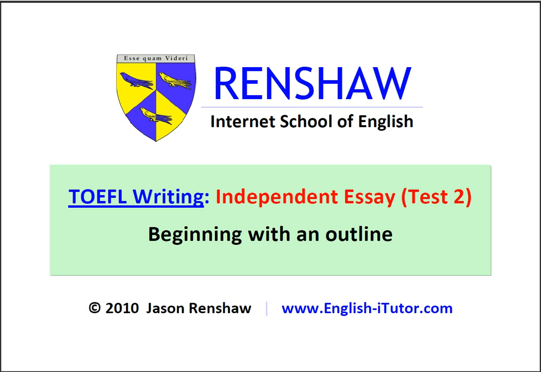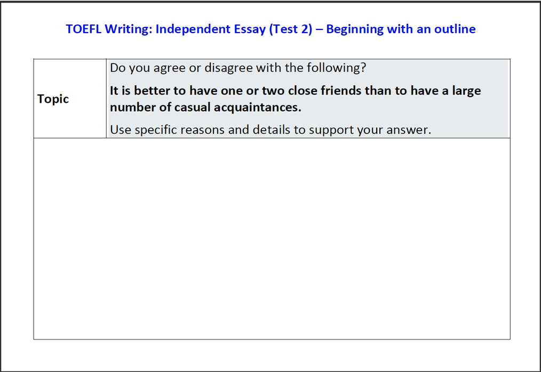So I'm going to demonstrate to you what I mean by that. So let's have a quick look at our topic. Do you agree or disagree with the following? It is better to have one or two close friends than to have a large number of casual acquaintances. Use specific reasons and details to support your answer. So a pretty standard sort of format for the independent writing task in TOEFL.